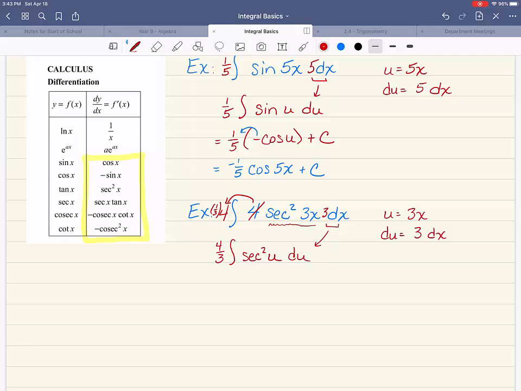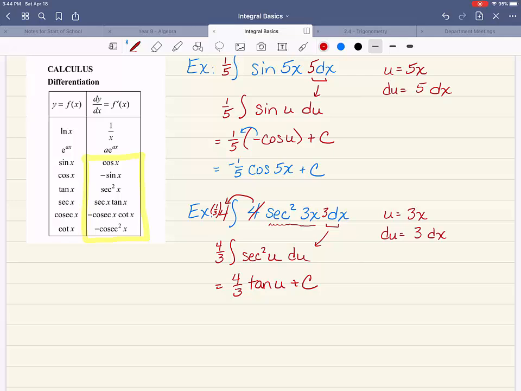Okay, now we go back to the chart over here. Is secant squared one of my derivatives? And the answer is yes. Here it is perfectly. So if the derivative of tangent is secant squared, the integral of secant squared is tangent. So I now know that this is going to come out to be 4/3 tangent of u plus c.